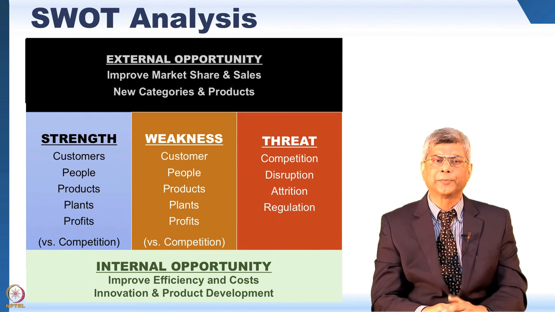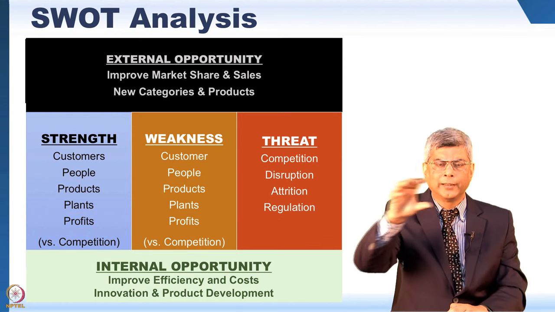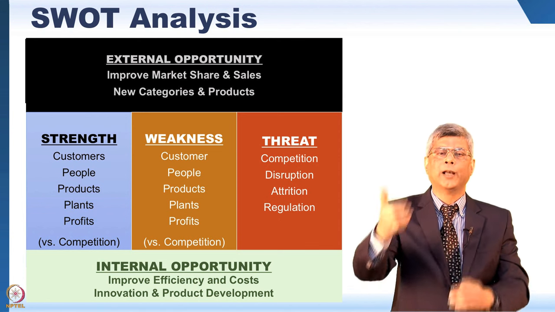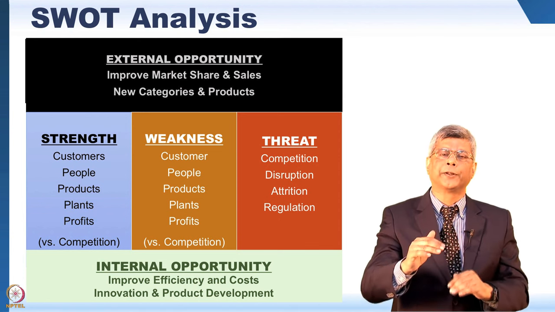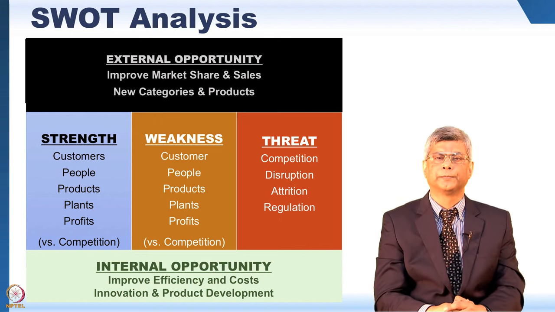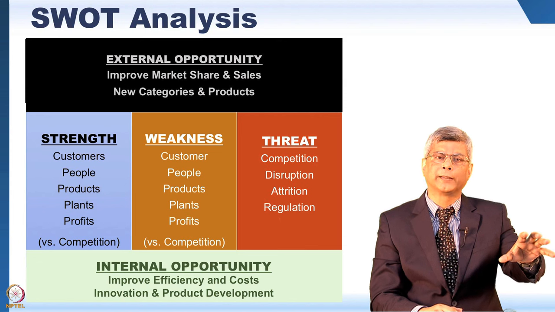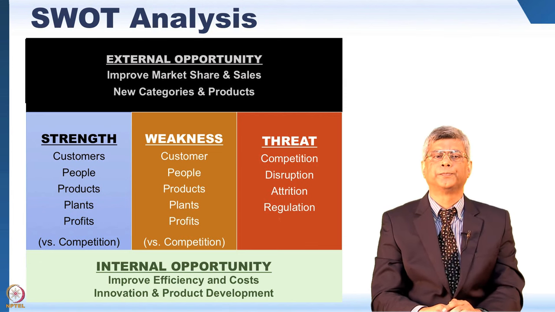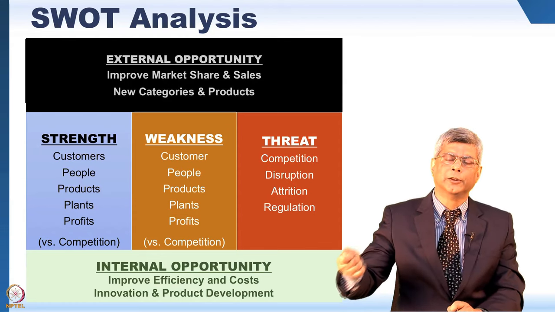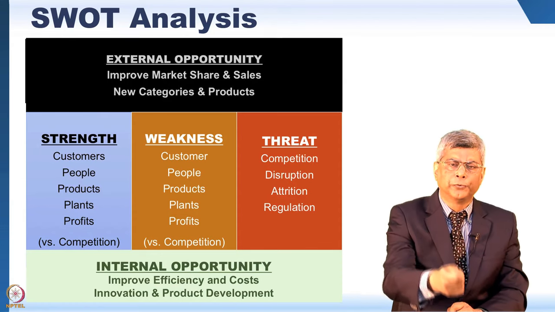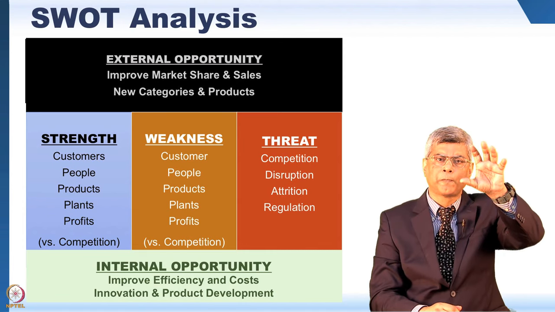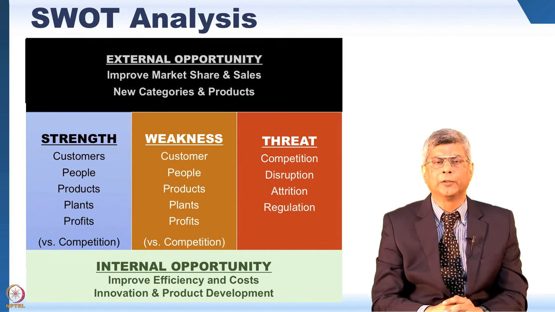So once you've done the assessment, you start looking at external opportunities. Can I improve my sales? I'm $100 million or 100 crore rupees. Can I get to $500 million, 500 crore rupees? I'm 10% share of the market. Can I get to 25% share of the market? Is there an opportunity to launch new cars, new products, new engines, new dresses, new food, new services? That's the external opportunity.